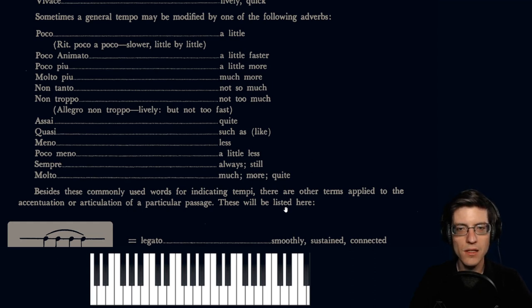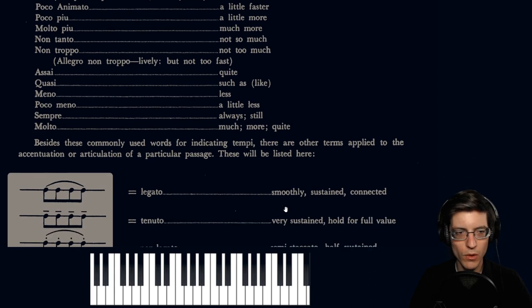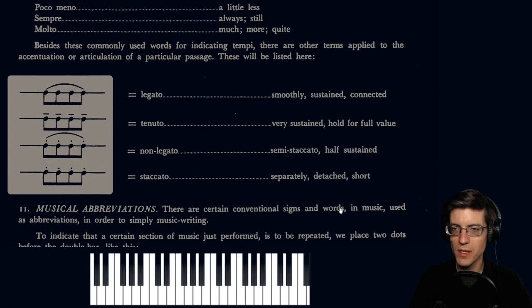And then assai is quite, quasi, such as, meno, less, poco meno, a little less, sempre, always, still, molto, much, more, or quite. Besides these commonly used words for indicating tempi, tempi is the plural of tempo, there are other words applied to the accentuation or articulation of a particular passage. These will be listed here.